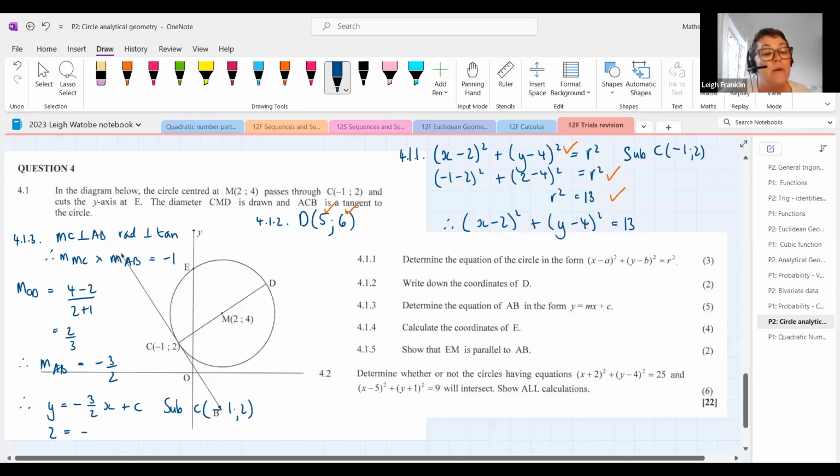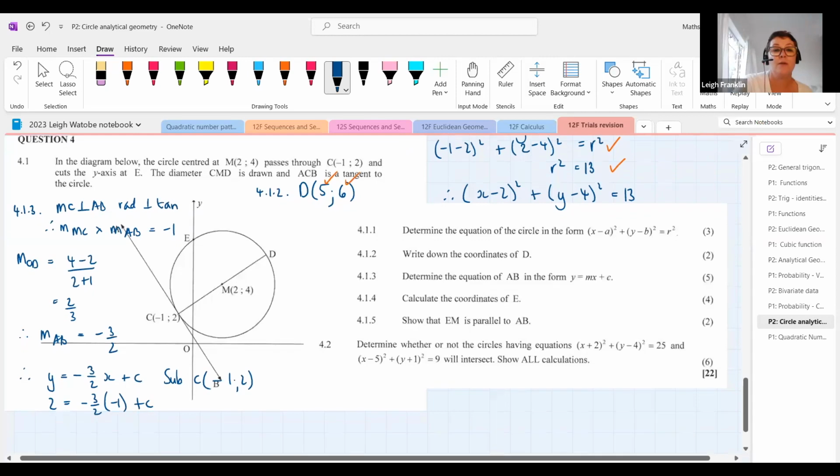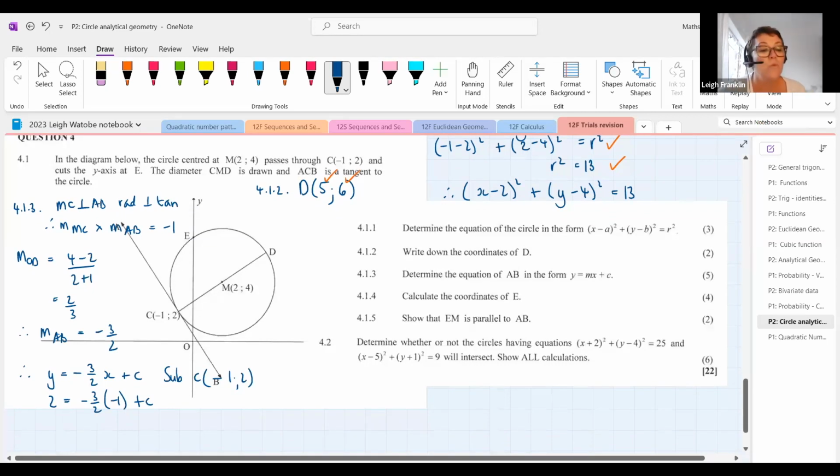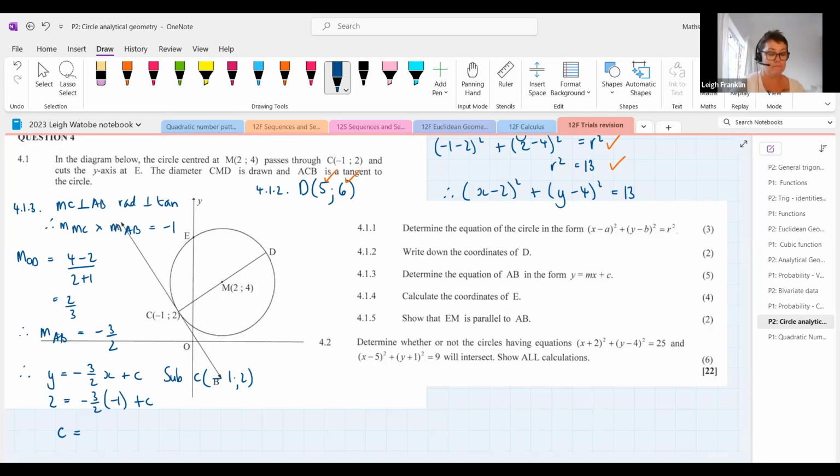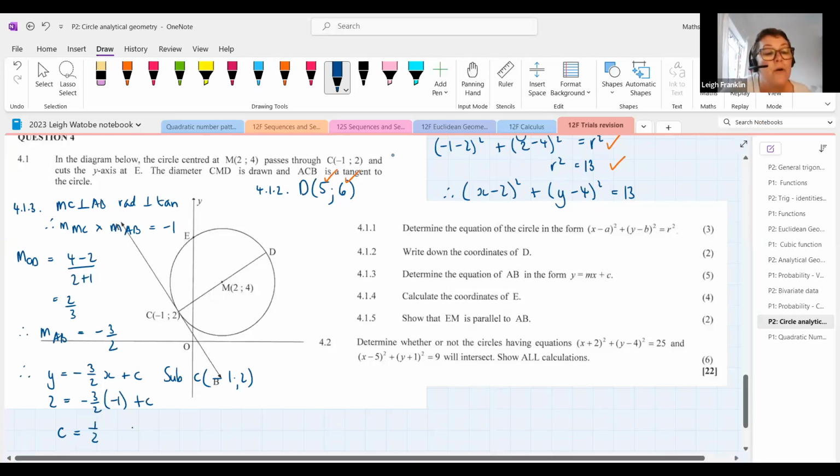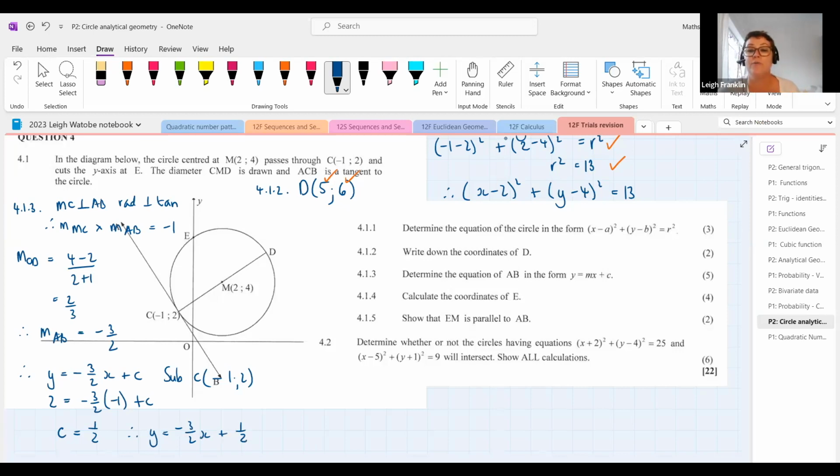So 2 will go over here. -1 is going over there. And we can work out the value of C. Okay, so I'm just moving that down a little bit. So what is C going to be equal to? That's it, I'm getting the same thing, a half. Okay, so therefore y will be equal to -3 over 2x plus 1 over 2.